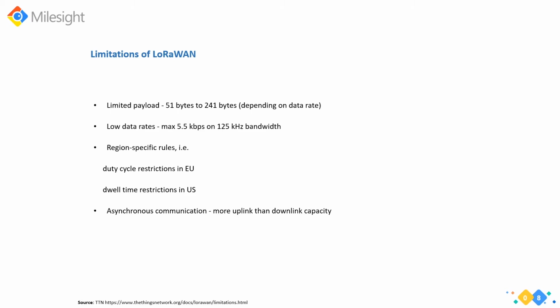241 bytes. So this means that you should not send any JSON or XML message, but instead encode your data as binary data, and the network server will transform it into a JSON object that the application server can understand. And that's why we cannot realize things such as voice communication, phone communication through the LoRaWAN network.